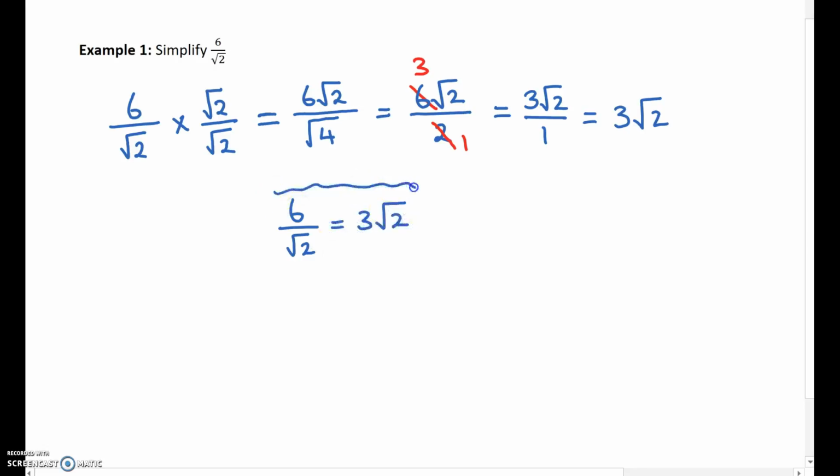Okay? Now, there's no way of going from here directly to here. You have to work through this process. Okay, so hopefully it's clear enough and not too difficult. Again, the bones of it is that you multiply top and bottom of the fraction by the square root that was originally on the bottom.